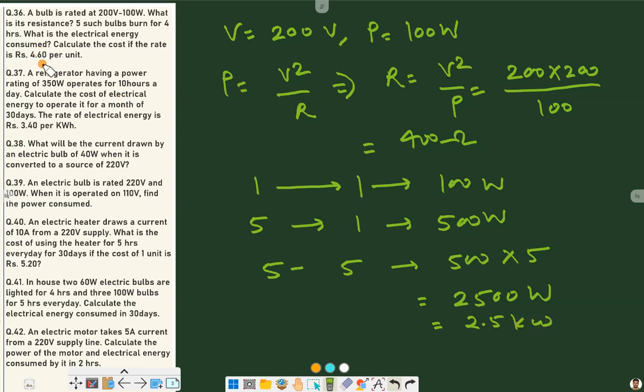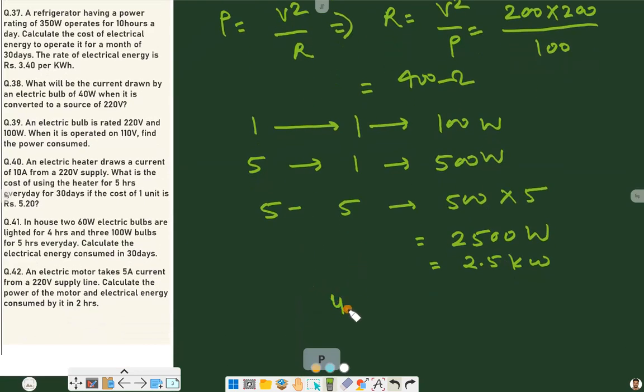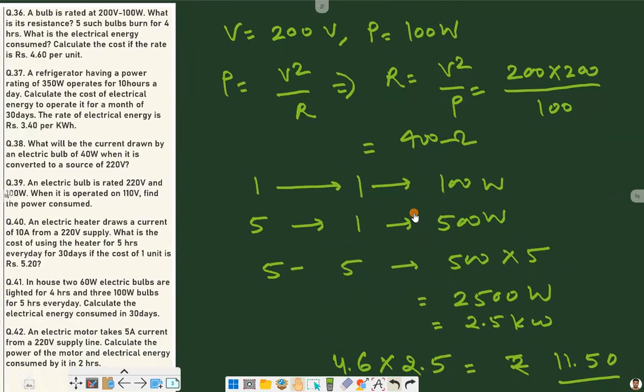Now cost for 1 kilowatt hour is 4.6. So total cost will be 4.6 into 2.5, and from this we will get 11 rupees and 50 paise is the answer. With this, question number 36 is complete.